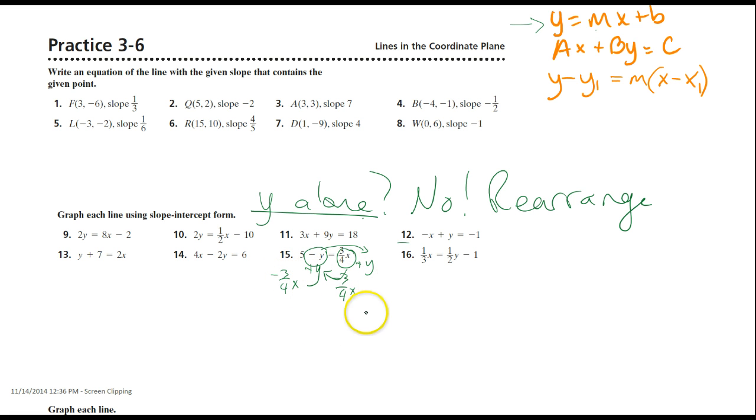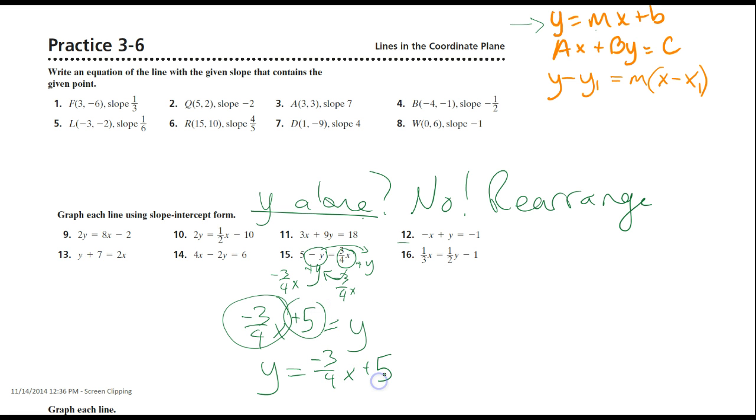Now I've got the y over on this side, and it equals negative 3/4 x, and this is positive 5. Now, I do have some properties that I can use here, and I'm going to write the y first. So y equals this term, negative 3/4 x, and this term, plus 5. Graph that. First place to put the pen down is on the positive 5 on your y-axis. There's my first dot. Now I do the slope.